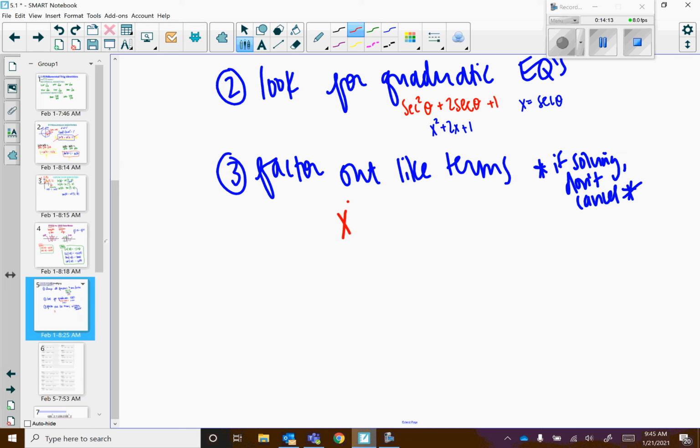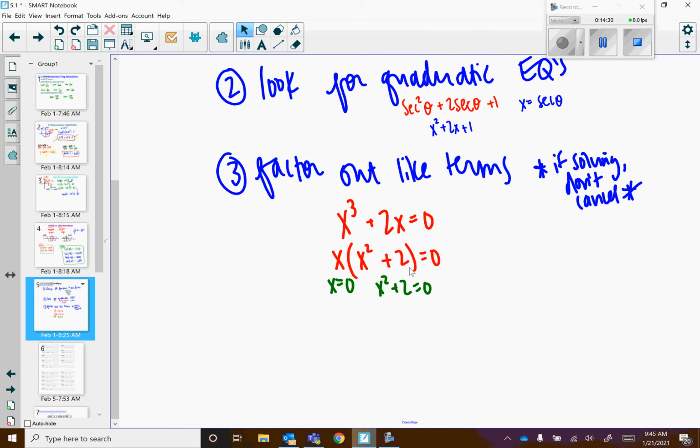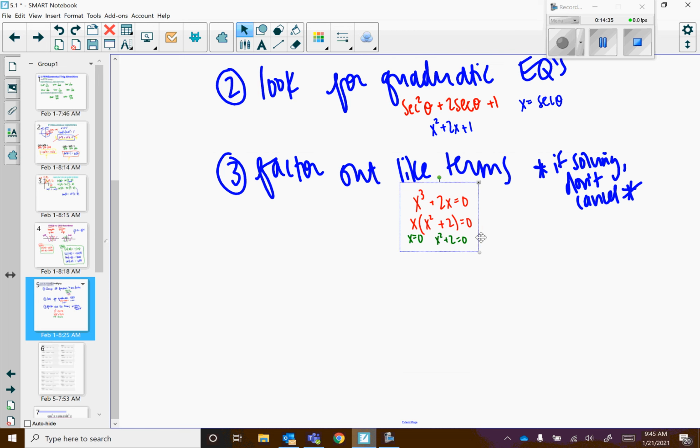But if I had something like x cubed plus 2x is equal to 0, you would all know, oh, I factor out an x. I'm left with x squared plus 2 is equal to 0. I set this equal to 0 and this equal to 0 and solve. It's exactly the same idea whether we're using the variable x or our trig functions.